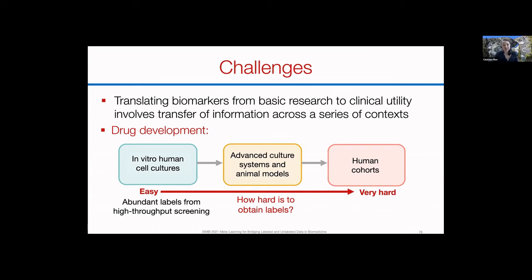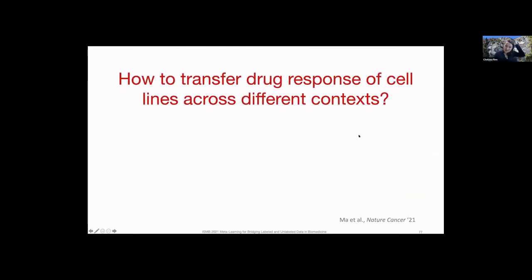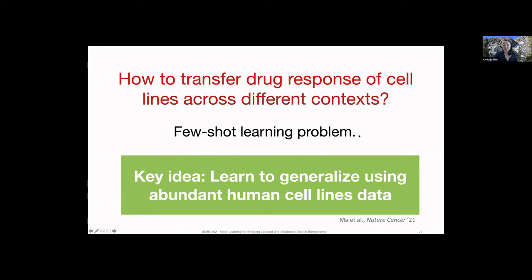And so what we'd like to be able to do is essentially translate biomarkers from basic research to clinical utility. And this is going to involve transfer of information across a series of contexts. So how do we transfer the drug responsive cell lines across these different contexts? So we can frame this as a few-shot learning problem. And the key idea will be to try to learn to generalize using abundant human cell line data and use that to try to generalize with a small amount of examples to the later contexts.